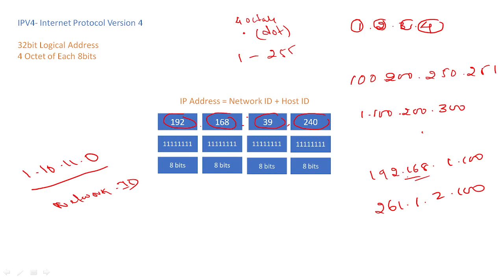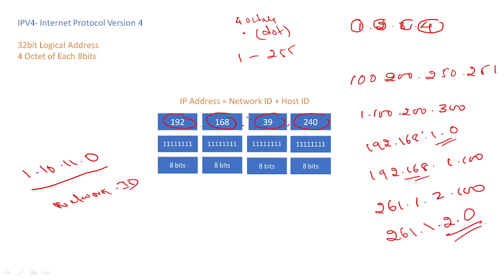Now can you please tell the network ID for this one? For 192, network ID: 192 dot 168 dot 6 dot 1.0. Yes, that's the network ID. For the last one, I know this is not a valid IP address, but still tell me the network ID. 261 dot 1 dot 2 dot 0. Exactly.